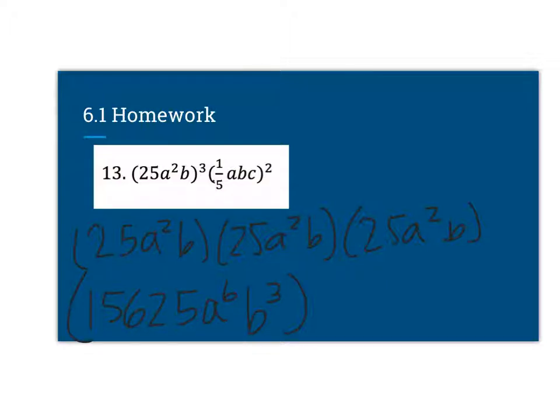Now remember, we also have to take care of that second set of parentheses. So now, and I kind of ran out of room up here, but I'll do it up top. So we have 1/5 a, b, c, and that's squared. So that means I have to take that and multiply it by itself twice.